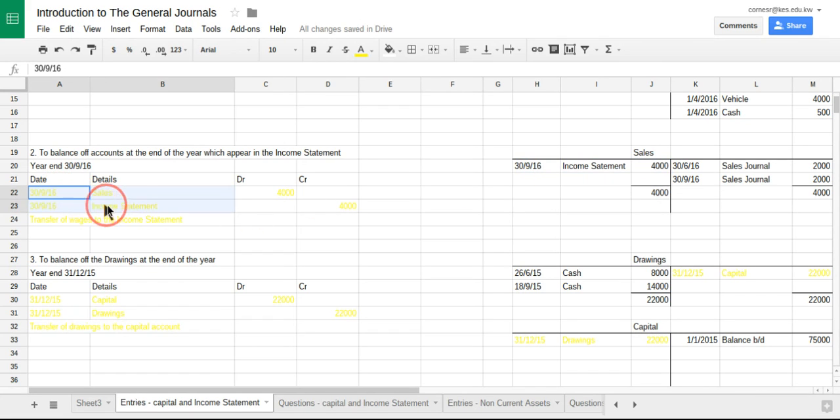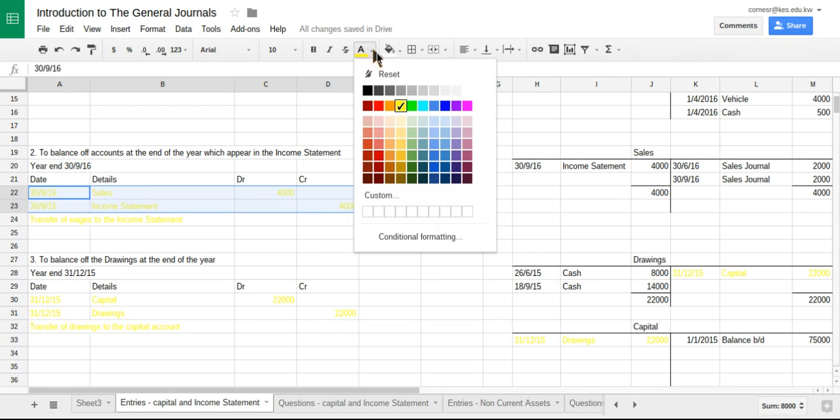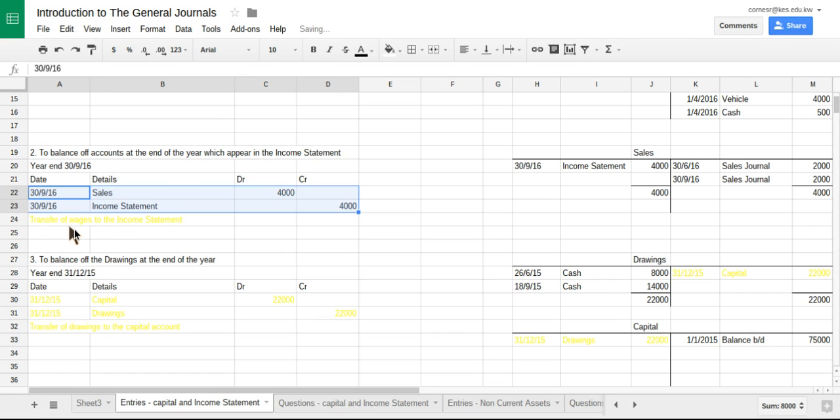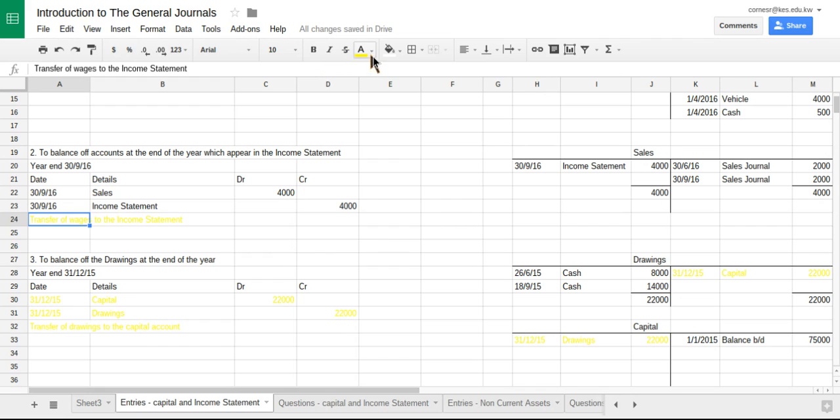So what one of the main accountants would do, he would write that up in the journal. So we're going to debit the sales account for $4,000, and therefore we need to have a credit entry in the income statement of $4,000. And again, commentary, pretty straightforward. Transfer of sales to the income statement.